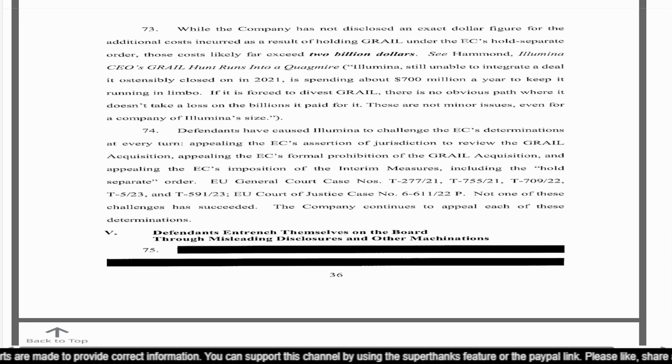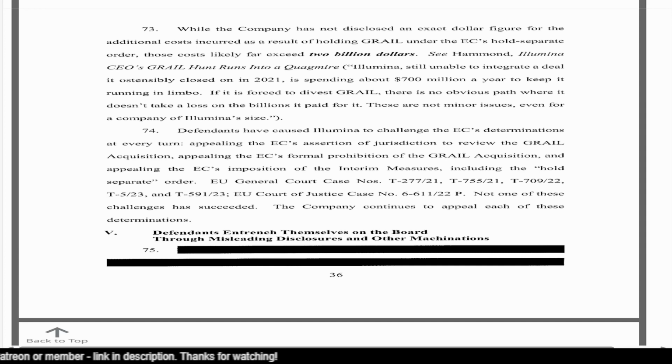So there is another quote from another article that has been presented here, and it says defendants have caused Illumina to challenge the EC's determinations at every turn, appealing the EC's assertion of jurisdiction to review the Grail acquisition, appealing the EC's formal prohibition of the Grail acquisition, and appealing the EC's imposition of the interim measures, including the hold separate order.